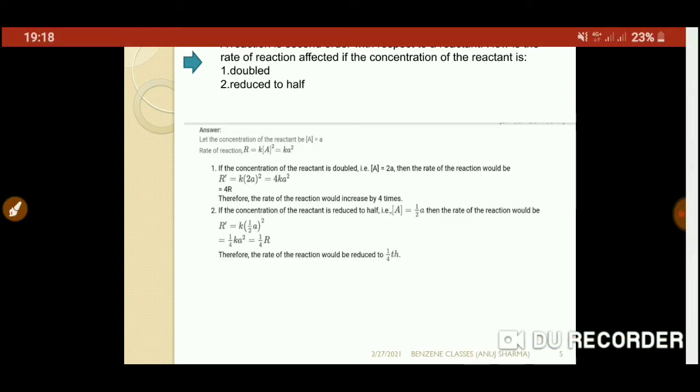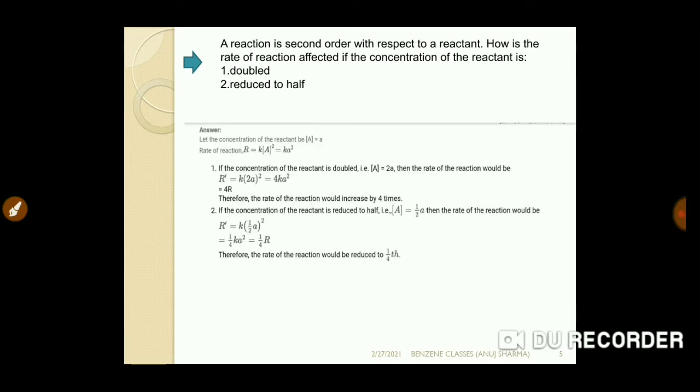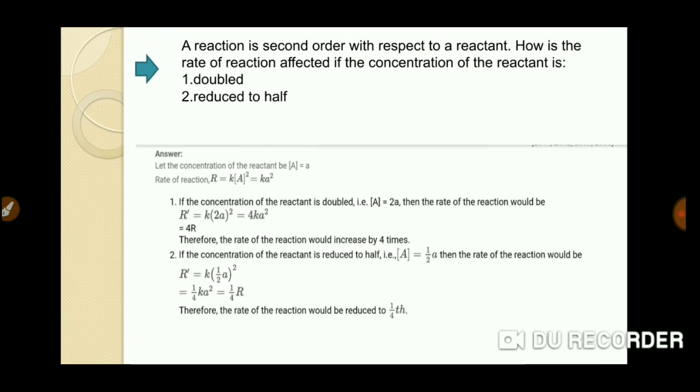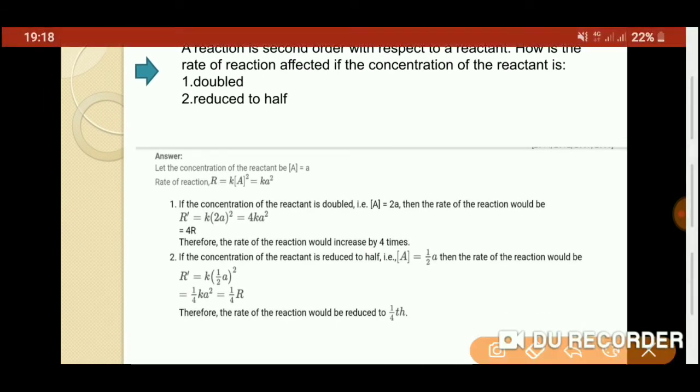Again our question is saying that a reaction is second order with respect to a reactant. How is the rate of a reaction affected if the concentration of the reactant is, first condition, doubled, second condition is saying that reduced to half. No worry about it. So firstly question one is saying that if the concentration of the reactant is doubled and reduced to half, let the concentration of the reactant be equal to A.